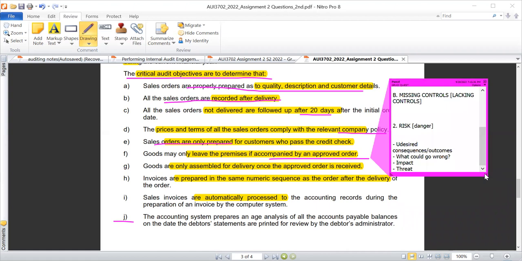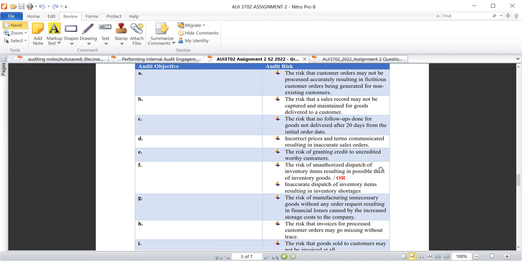So great. So now we continue, and we did address F, which had to do with goods may only leave the premises if accompanied by an approved order. So guess what is the risk? If they don't have proper control measures, the risk is this: the risk of unauthorized dispatch of inventory items resulting in possible theft of inventory goods.